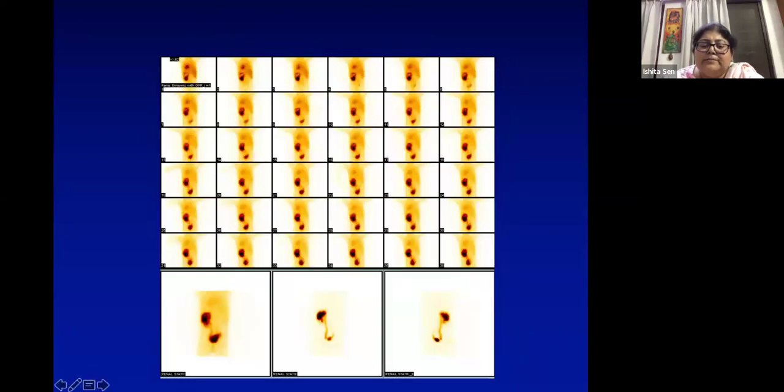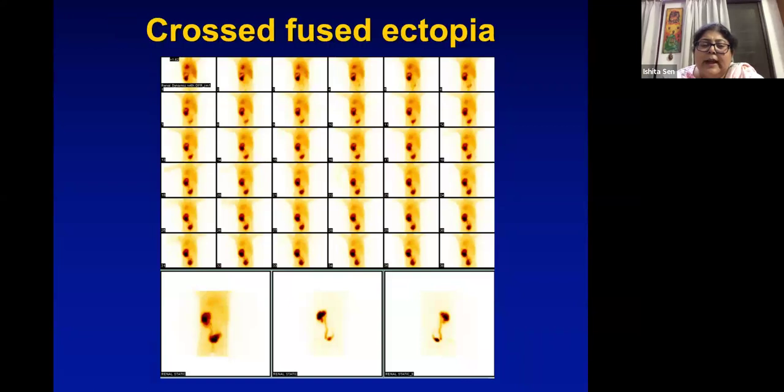Okay, so now this time we have a cross-fused ectopia. You have both the kidneys on the same side, and the lower kidney is also malrotated. The renal pelvis of the lower kidney is facing outwards, anteriorly. And you can see this is the ureter of the left kidney, and this is the ureter of the right kidney, which is actually crossing over to the other side.